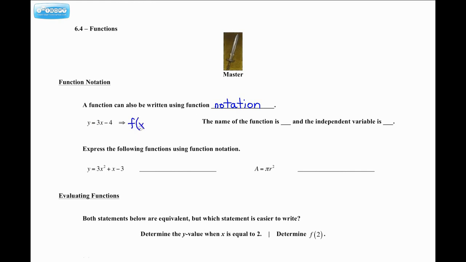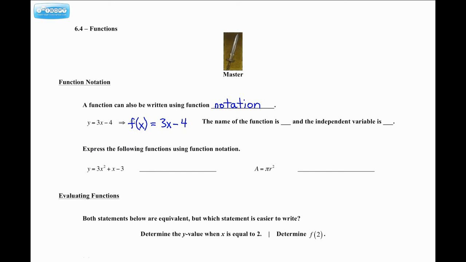And I put an x here in brackets next to it, equals, and then I just copy what the expression on the right here is. So really the only thing that I did is I replaced y with f bracket x.